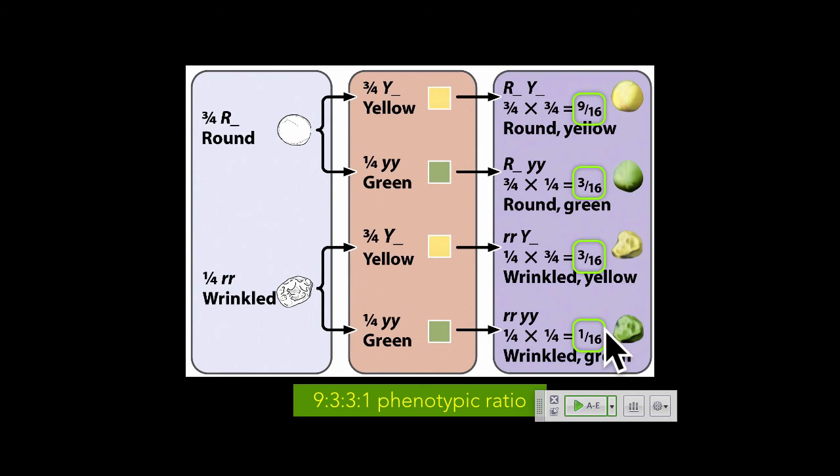9:3:3:1 ratio. Exactly the same results you'd get from drawing out these 16 boxes on a Punnett square. You should be able to do that in a fraction of the time, and less likely to make a mistake. Okay, it's just two monohybrid crosses. Their probabilities multiply together.